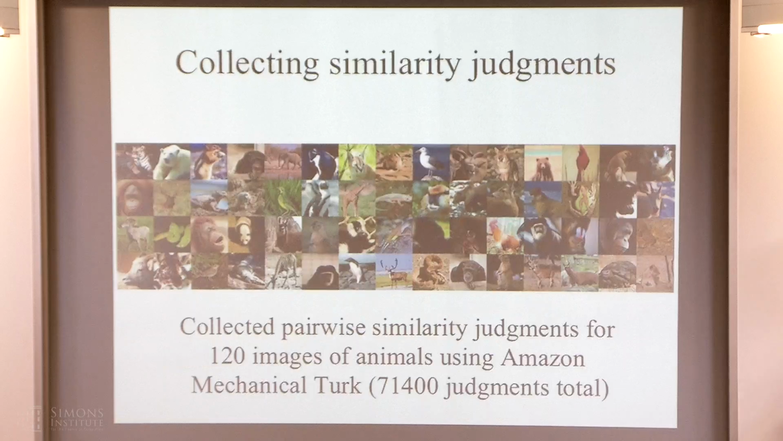So I'm going to show you an example where we collect similarity judgments for animals. In this case, we're just taking images of animals, 120 images, and we then complete that similarity matrix that I was showing you before. Basically, we show people pairs of these animals, and then we get people to judge on a scale from 1 to 10 how similar they think the images are. And so what we end up doing then is collecting about 70,000 judgments like this using Amazon Mechanical Turk so that we have a reasonable number of judgments for every one of those pairs.